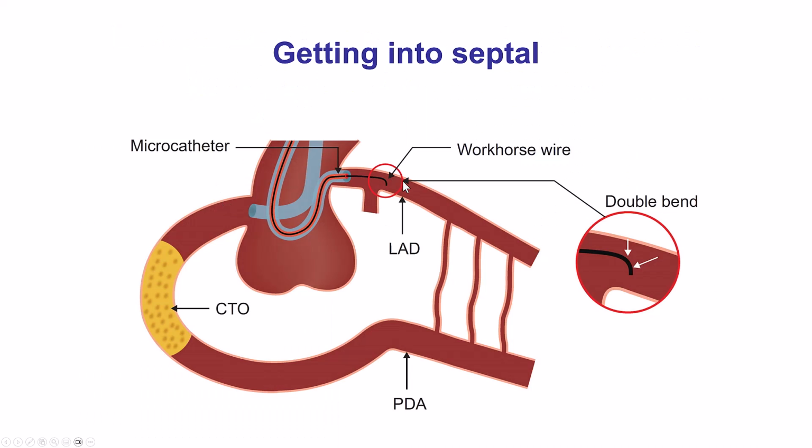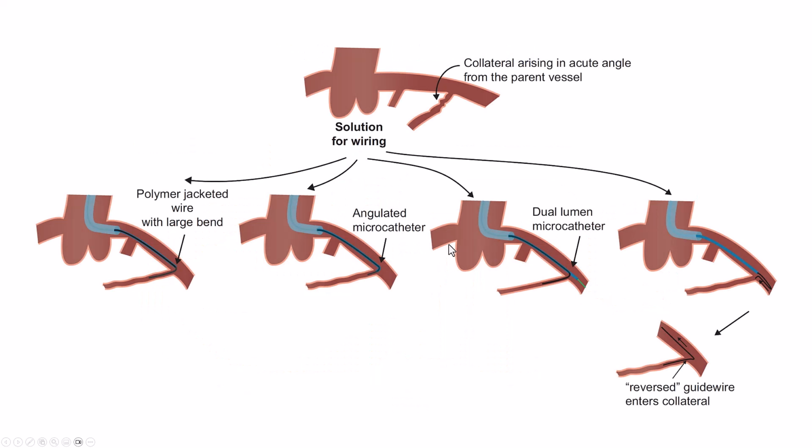When it comes to actually advancing equipment, we typically use a workhorse guide wire advanced through the microcatheter. And we often put a double bend that can help direct the guide wire into the septal, or a large bend. And if that doesn't work, for example, if the collateral comes at an angle or it is difficult to engage, then there are different ways to get in there, such as using a polymer jacketed guide wire, using an angulated microcatheter, such as the Venture and the Supercross, or using a dual lumen microcatheter, and finally using the reversed guide wire technique.